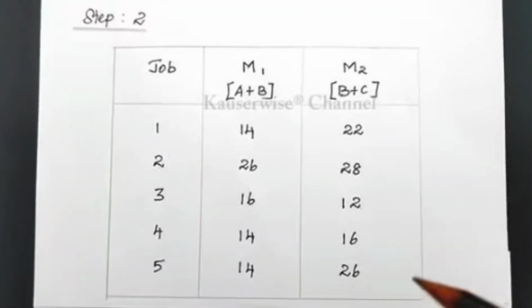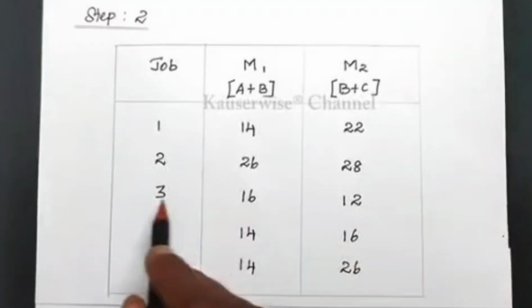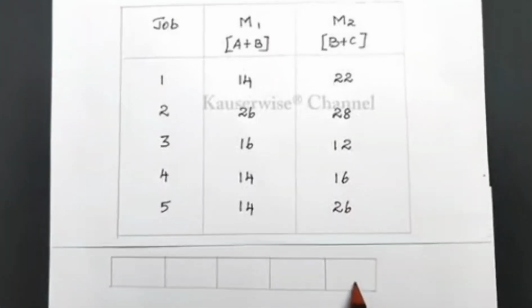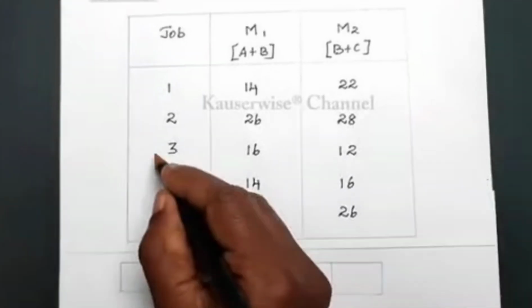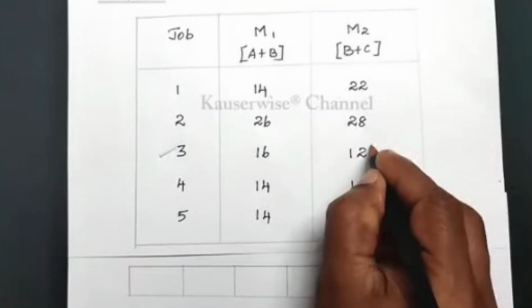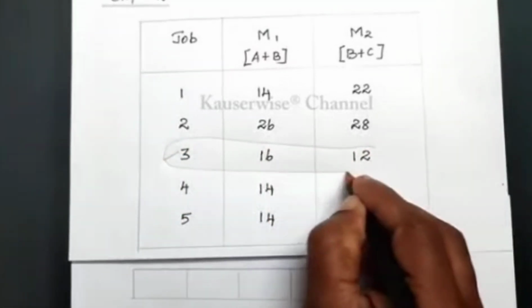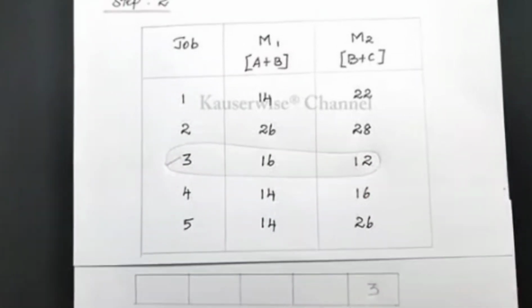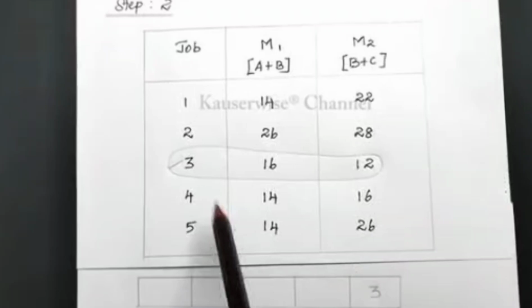If the minimum value occurs on mission 2, we need to assign this particular job in the backward direction first. So assign this job in the backward direction, job 3. We have assigned this particular job, then again we have to follow the same procedure. Which is the minimum duration?